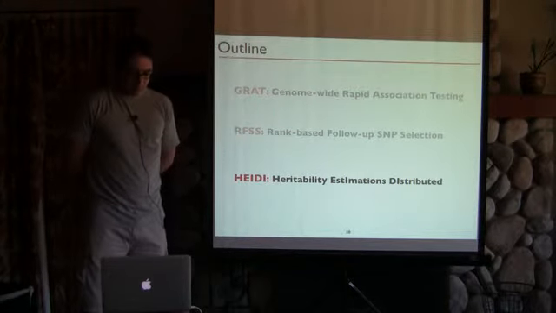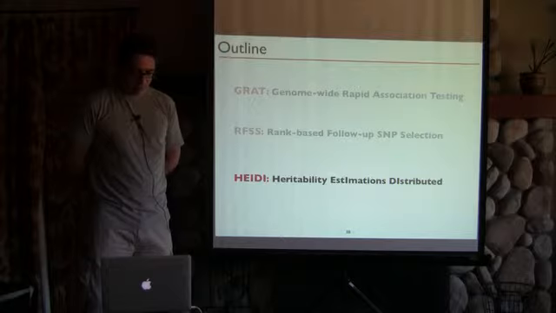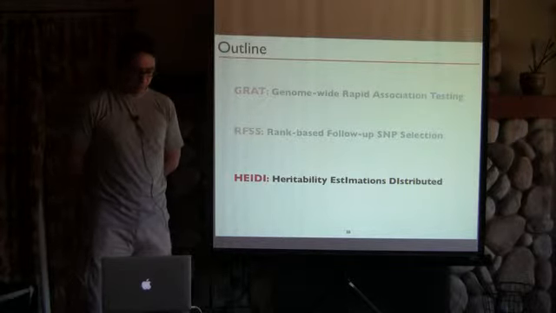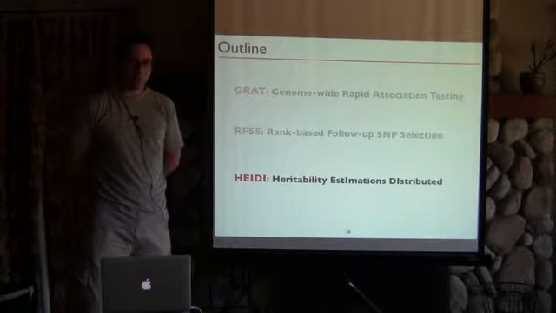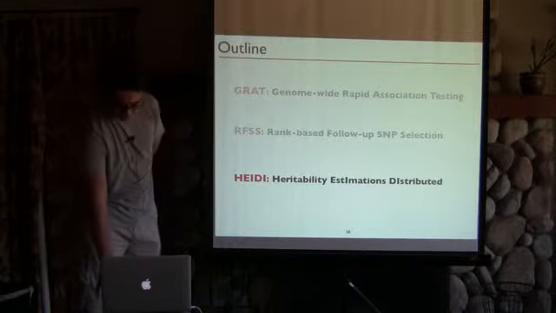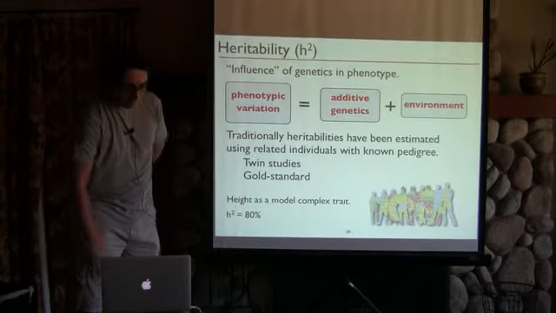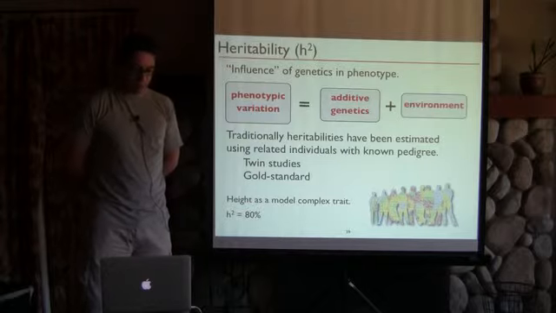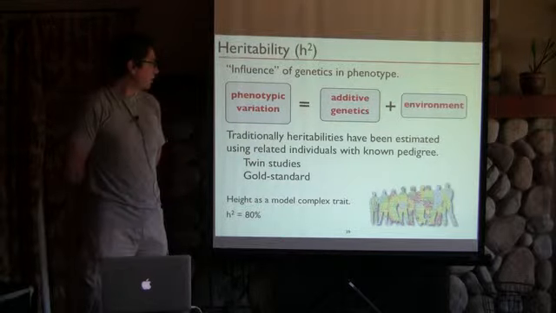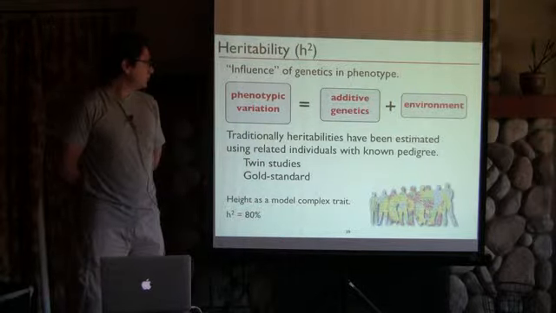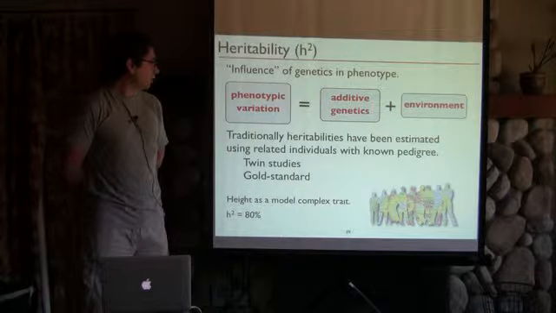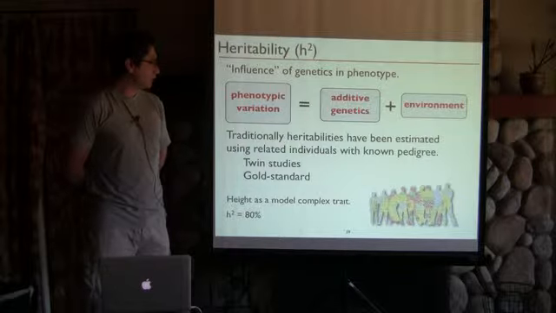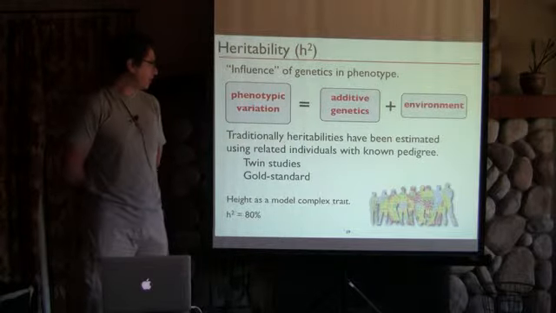Finally, I will talk about a method called HIDE to distribute the heritability estimations, and this project aims to differentiate the effect of genetics and the environment in a disease. Heritability, in the narrow sense, can be summarized as, intuitively, the influence of genetics in a phenotype, and what we try to do is decompose the observed phenotypic variation into 2 parts, the genetics, which we assume is additive, and the environmental factors.